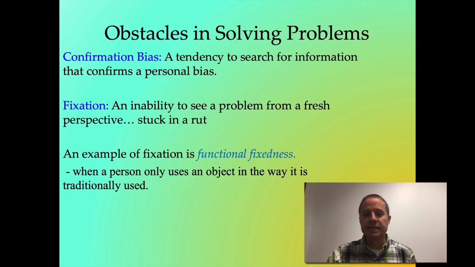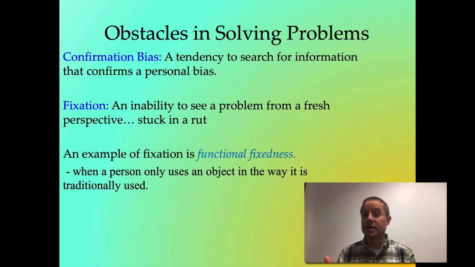Another problem is called fixation. Fixation is the inability to see a problem from a fresh perspective. It's like getting stuck in a rut. An example of fixation would be something called functional fixedness. If you think that a thing can only be used the way it was traditionally designed to be used, then you might not be able to solve a problem.